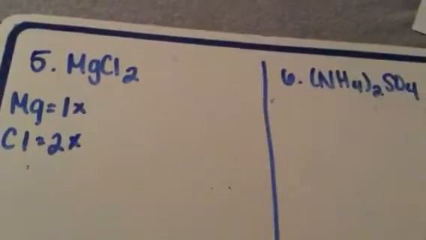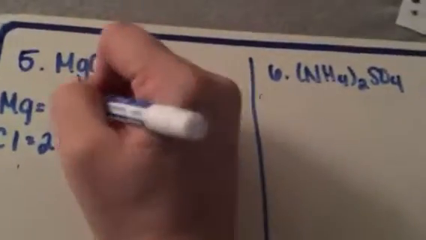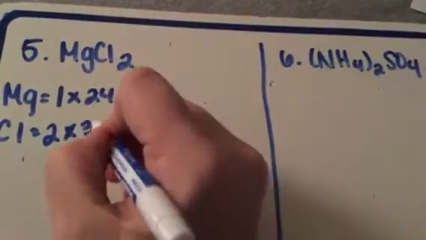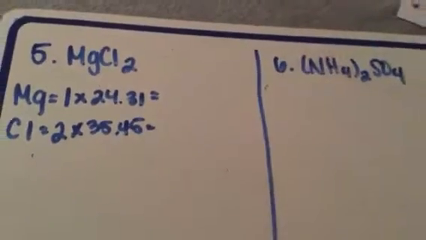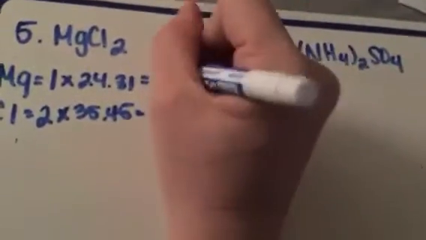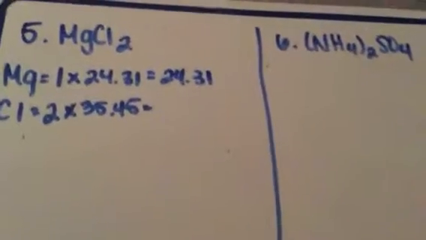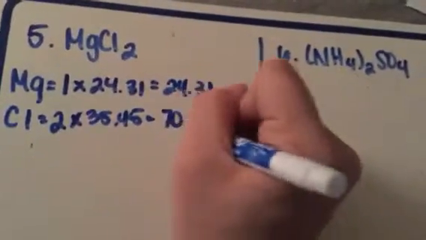present in magnesium chloride. Then what you're going to do is take the number of atoms that are present and multiply them by the atomic masses that are listed on your periodic table. I know that magnesium has an atomic mass of 24.31 and chlorine has an atomic mass of 35.45. So I'm going to multiply those numbers out. 1 times 24.31 is 24.31. 2 times 35.45 is going to be 70.90.